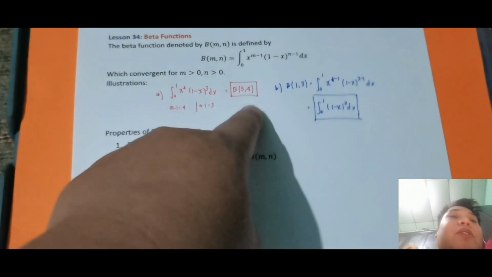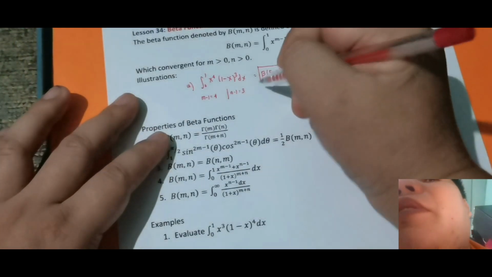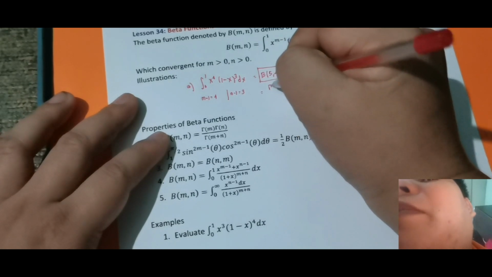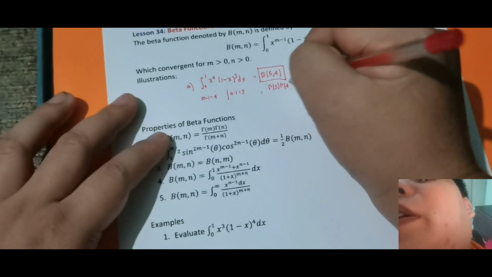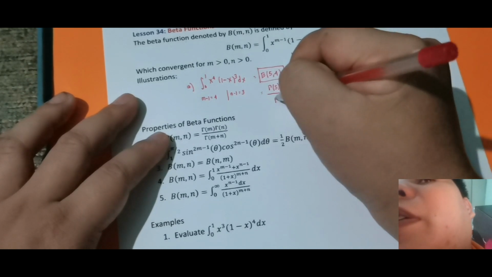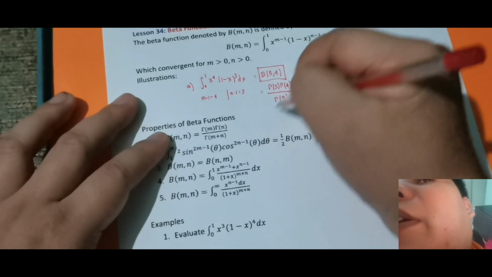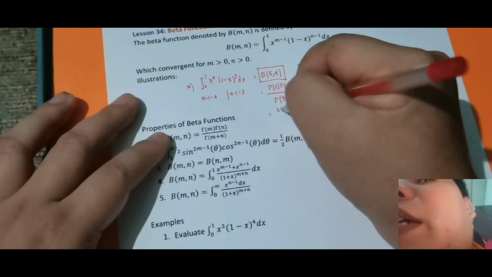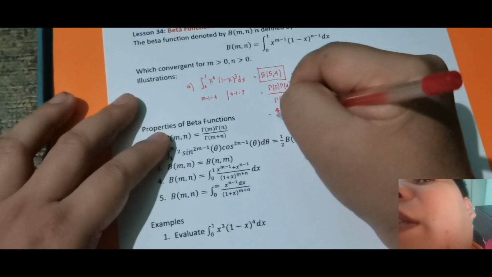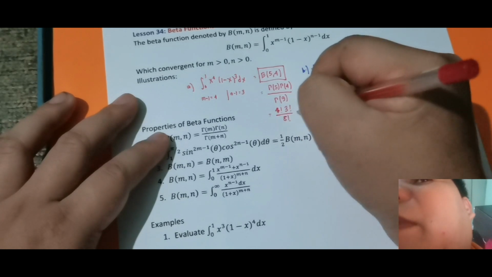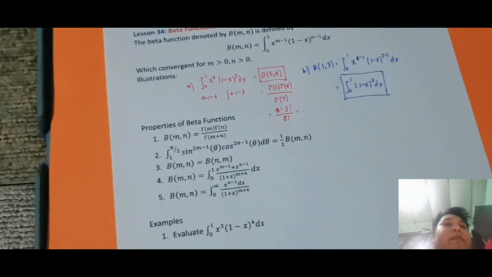So, kung gusto ko i-solve to, this is just equivalent dito: gamma of 5 times gamma of 4 over gamma of 9. Okay, which is equal to 4 factorial times 3 factorial over 8 factorial. Tapos ikaw na bahala mag-solve kung ano man ilalabas dyan. Okay, so ganun lang siya kasimple i-solve.